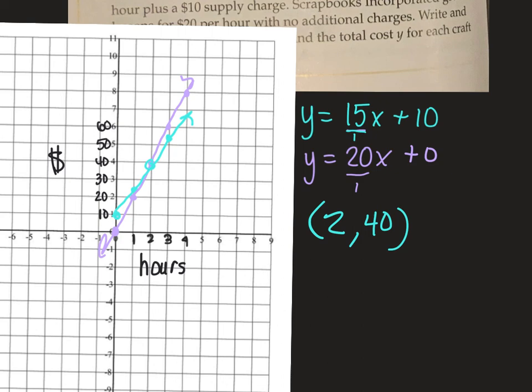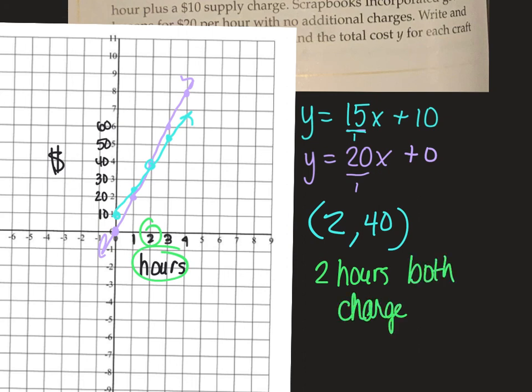Well, it means that at 2 hours, because 2 is an hours number, they both charge $40, because 40 is a dollars number. So if you were going to do only 1 hour, it looks like purple is a little cheaper. So this store is a little bit cheaper. At 2 hours, they both charge the same. After 2 hours, blue is a little lower. That line is a little lower than the purple.